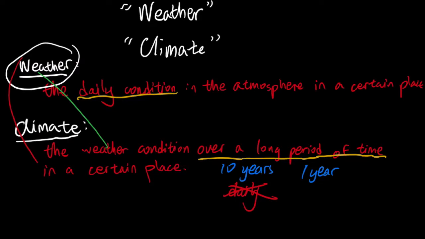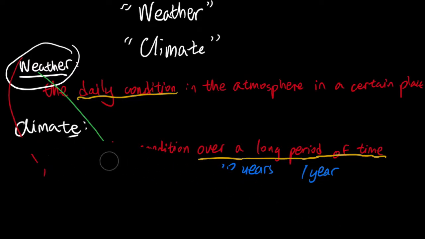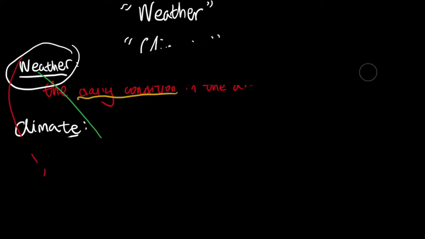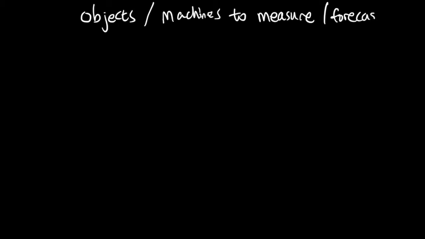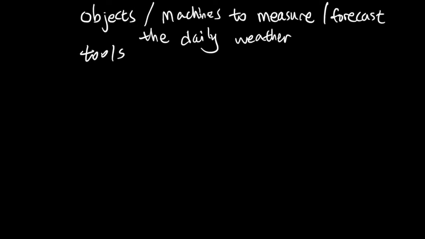Quite easy, right? So now let's get into the second topic, which is about the objects we use to measure the weather, to forecast it too. Objects, or we can say machines, to measure or forecast the daily weather. We can say tools too if you think it's correct.